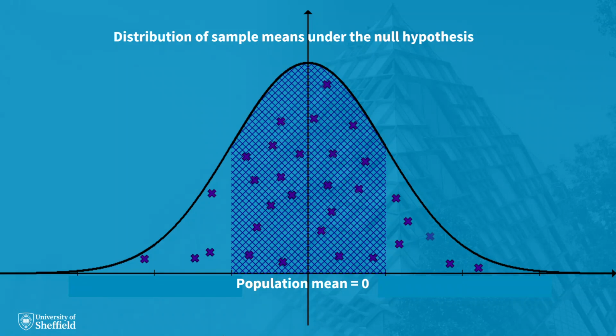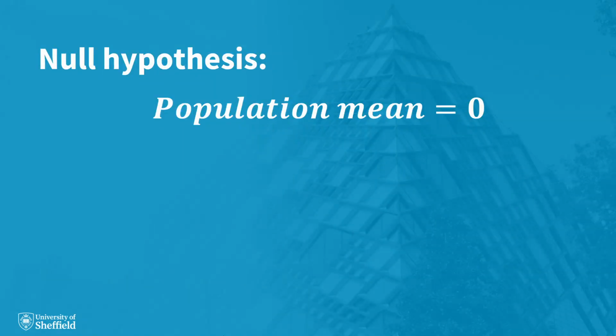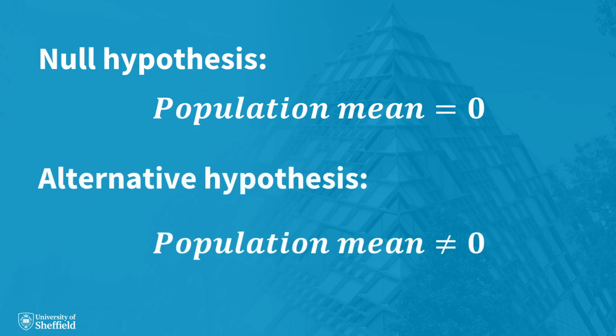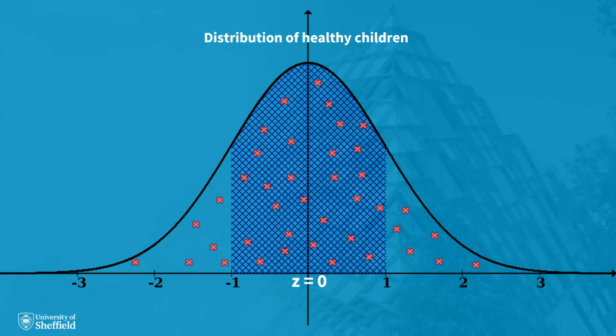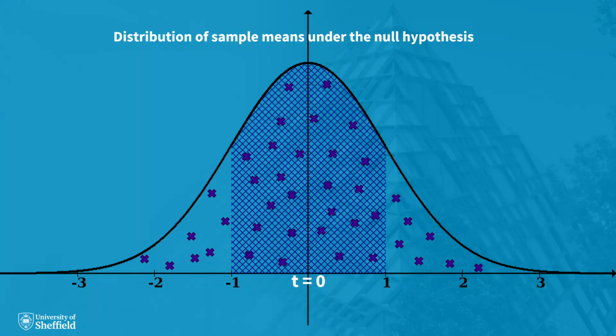The question is: is our sample mean of minus 1.07 close enough to 0 such that we can accept the null hypothesis that the population mean is indeed 0, and it's just random chance that we picked a sample where the mean was a bit less than 0, or do we have sufficient evidence to reject the null hypothesis in favour of an alternative hypothesis that the population mean is not equal to 0? Well, we basically use the same reasoning as before. Just like the z-score tells us how many standard deviations an individual child is away from the healthy median or mean, the t-statistic tells us how many standard errors our sample mean is away from the hypothesized mean.